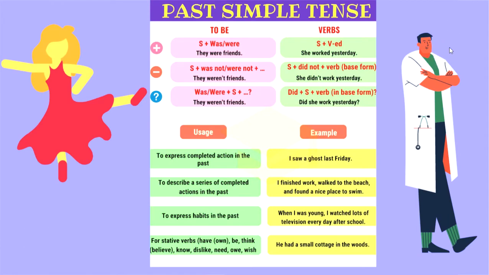Okay, past simple tense is used when we talk about situations in the past. In this case, remember that you use this structure: subject plus was or were in the verb to be, weren't and wasn't in the negative form, and was or were plus subject when you use the interrogative form.